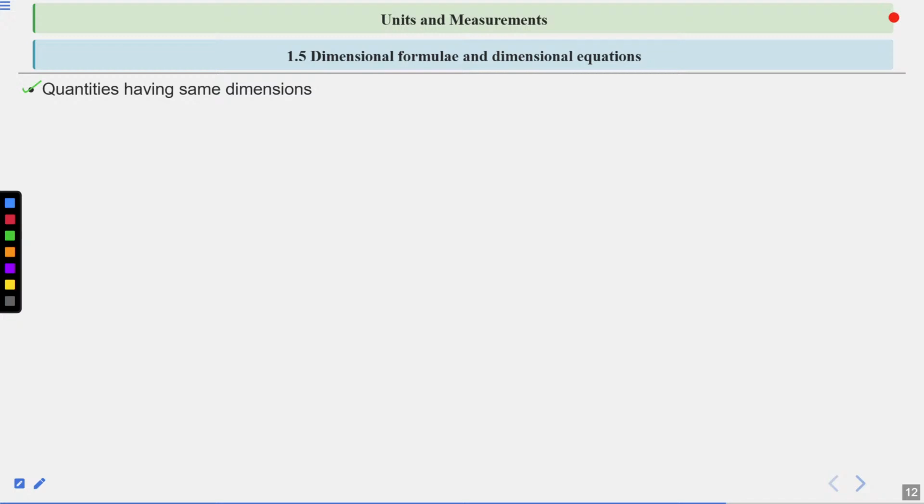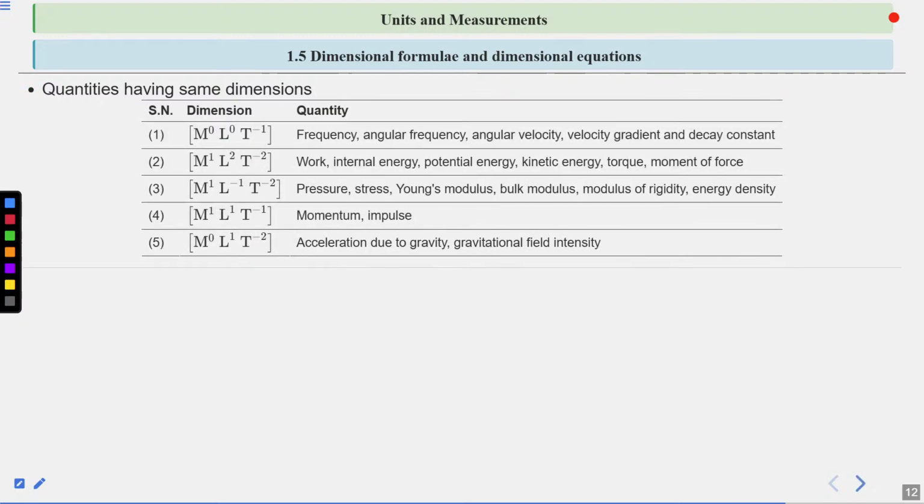Quantities having same dimensions. Frequency, angular frequency, angular velocity, velocity gradient, and decay constant have the same dimensional formula. Similarly, work, internal energy, potential energy, kinetic energy have the same dimensional formula.